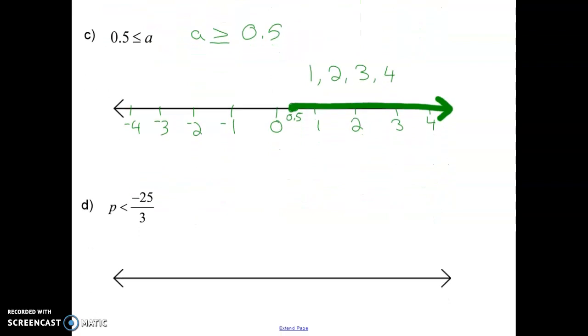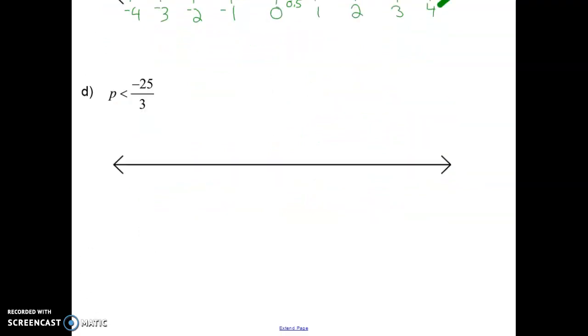For the last one here, we have a fraction. P is less than -25/3. So if I was to write that as a decimal, I'd say P is less than -8.3 repeating. So that gives me some idea of where to put it on my number line. So I have -8, -7, -6, -5 on that side, negative 9, negative 10, negative 11, and so on.